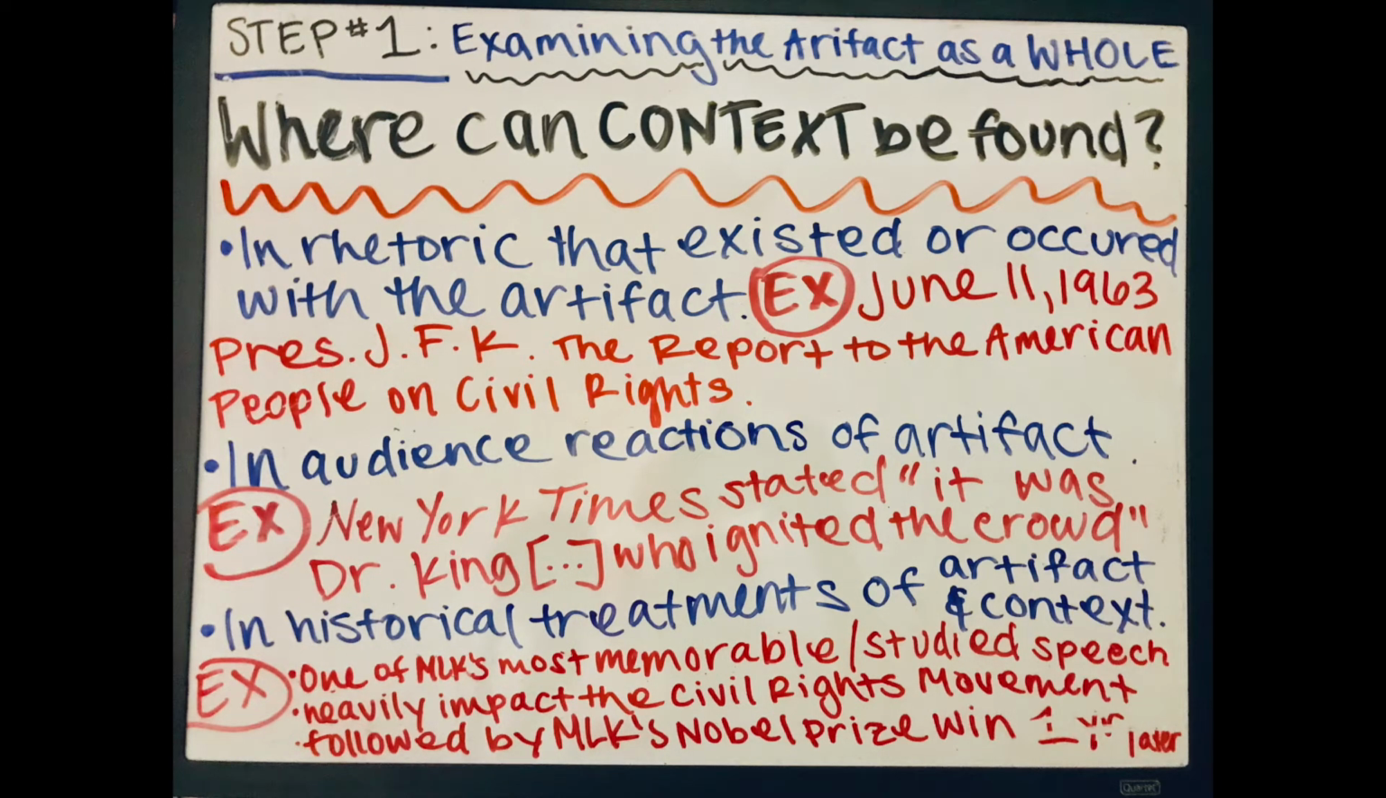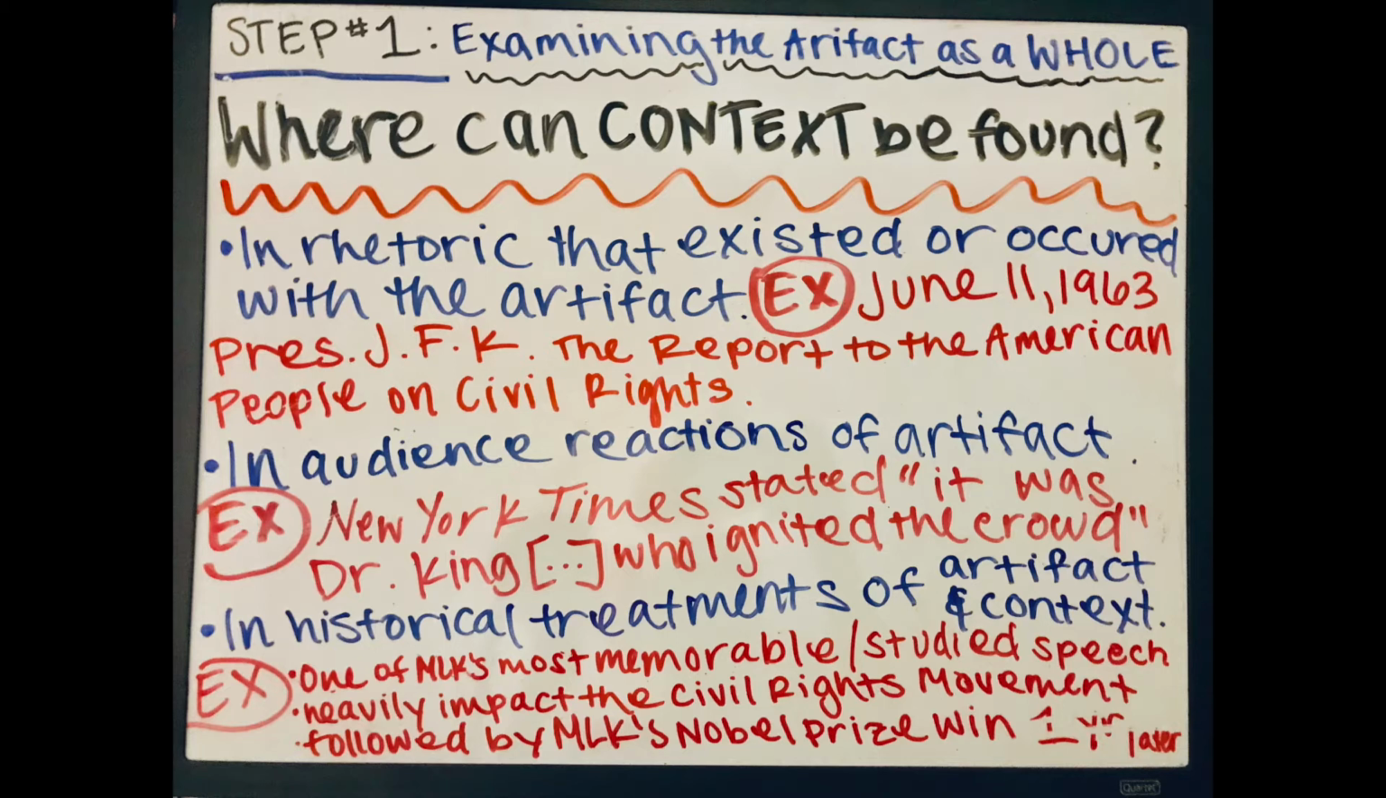Context can also be found in other places, like in the rhetoric that existed or occurred with the artifact. An example is the report to the American people on civil rights given by President John F. Kennedy in June 1963, 2 months prior to MLK's I Have a Dream speech. Context can also be found in the audience reactions to the artifact. The New York Times reported that MLK ignited the crowd with his I Have a Dream speech.